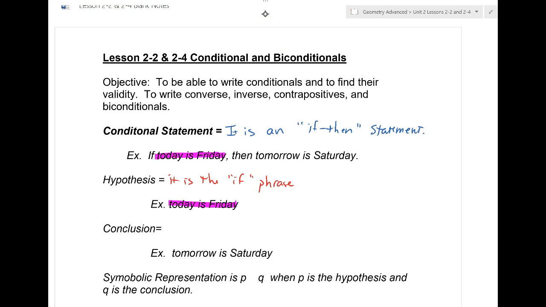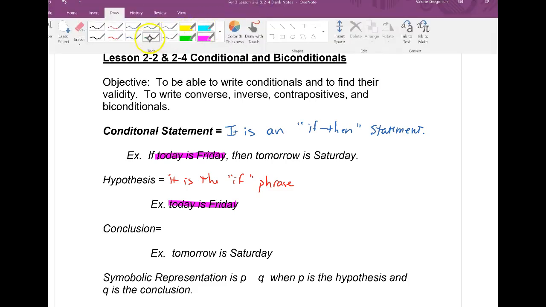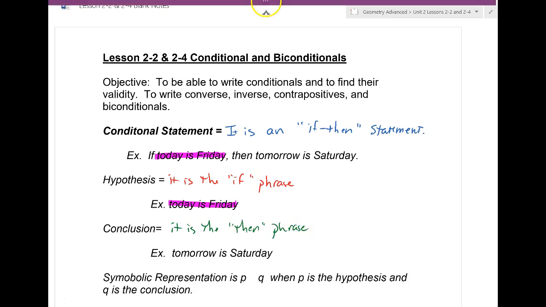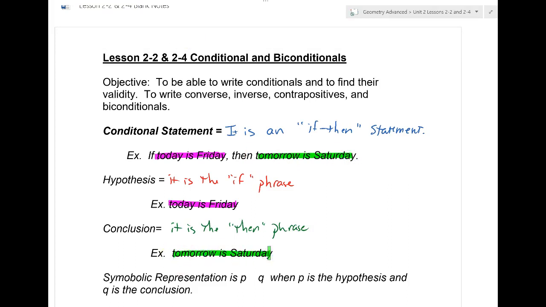Then with it, we also have to have a conclusion. Well, the conclusion is the then phrase. So, I mean, this is real technical, isn't it? It is the then phrase. So in this case, again, don't use the word then in it, just tomorrow is Saturday. Tomorrow is Saturday. Now, we actually use a lot of symbolic representation.